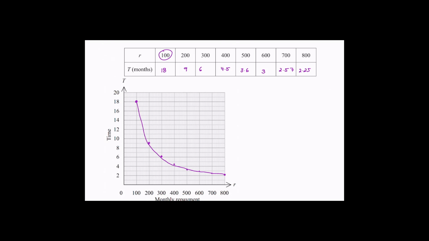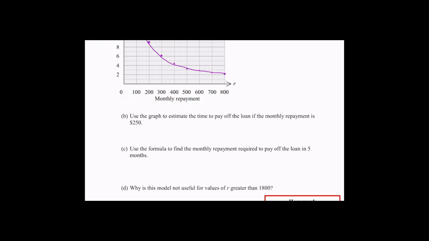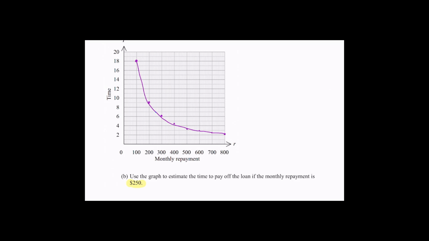And once we have a curve, all we need to do then is to answer a couple of questions. So having a look, the first question says, use the graph to estimate the time to pay off the loan if the monthly repayment is $250. So to find the payment, I'm going to find $250, which is my monthly repayment. So that looks like it's about here.